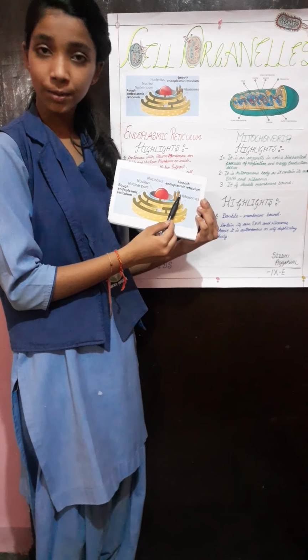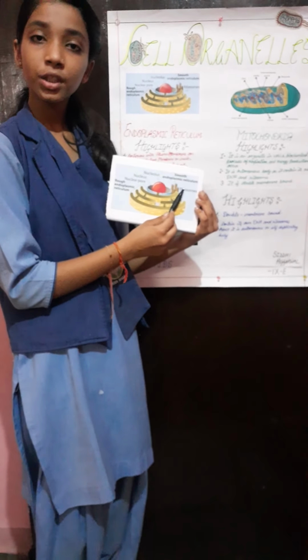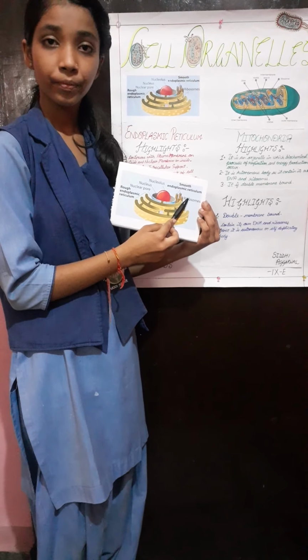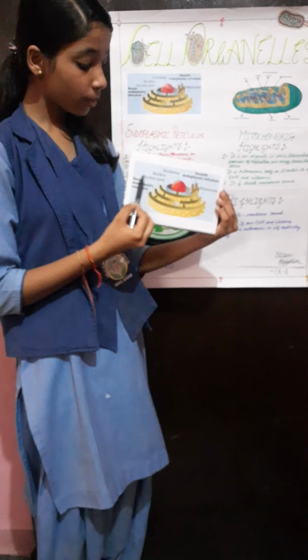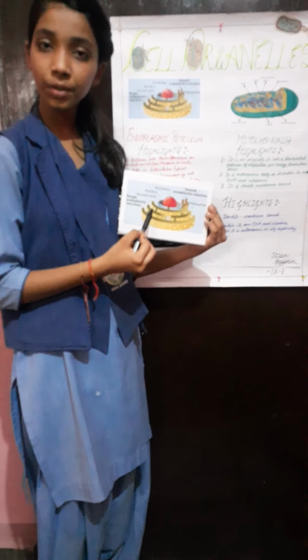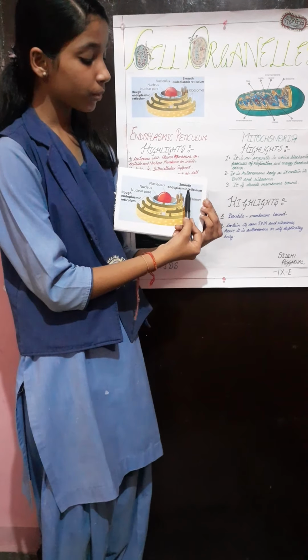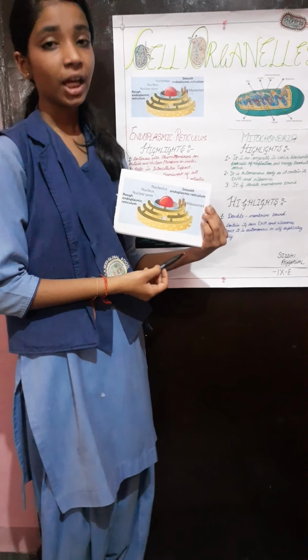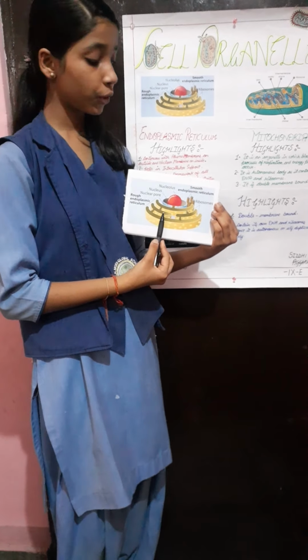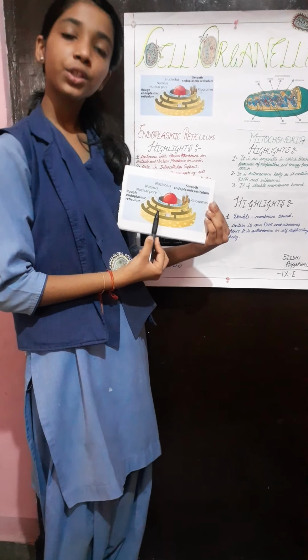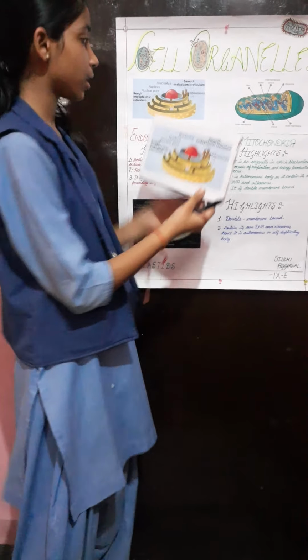Now, smooth endoplasmic reticulum. Smooth endoplasmic reticulum produces lipids, and it also helps in detoxification of drugs. Now, some of the protein from the rough endoplasmic reticulum and some of the lipids from the smooth endoplasmic reticulum help in the formation of plasma membrane, and this process is known as membrane biogenesis. I hope it is clear.